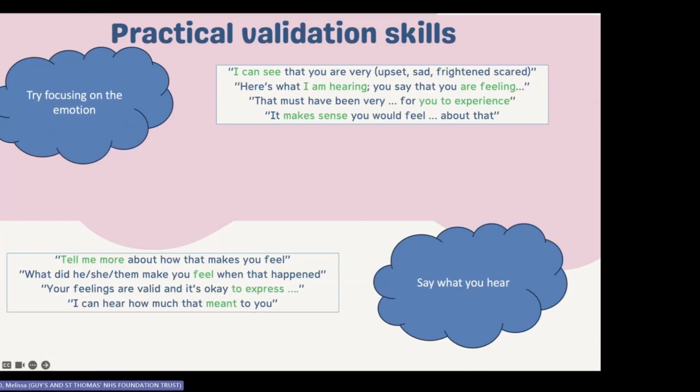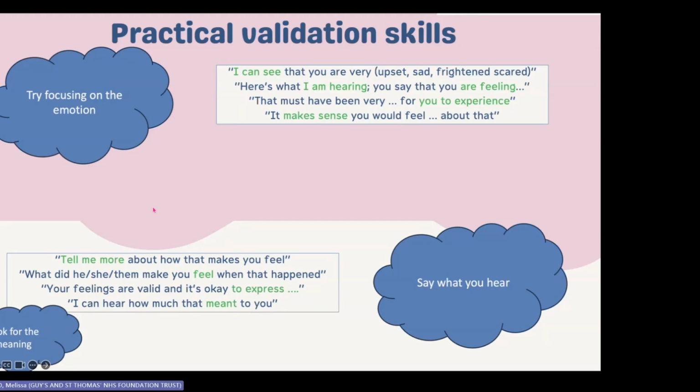Some practical skills that we could use if we're trying to get into the habit of validating emotions a lot more: focusing on the emotion when we're talking to our families, focusing on what the feeling is, saying what we hear them saying. I can see that you're very upset. Here's what I'm hearing. It makes sense that you feel, tell me more. So we're not necessarily agreeing with them, but we just want to explore what that emotion is. We want to validate them.